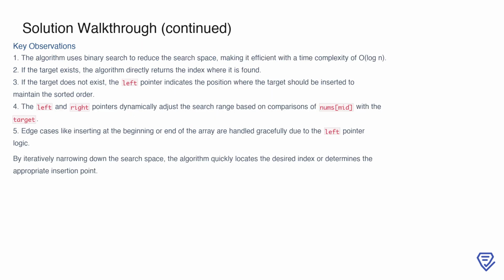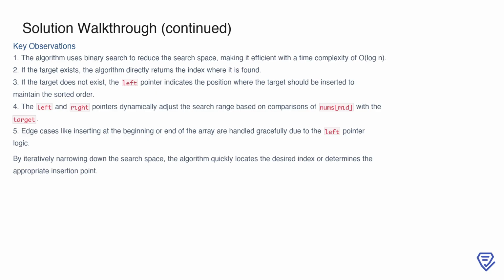The key takeaway from this algorithm is its use of binary search to efficiently locate the target or determine its insertion point. By repeatedly halving the search space, the algorithm achieves a time complexity of O(log n), making it highly efficient for large arrays.